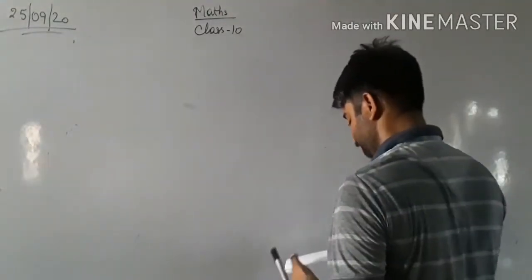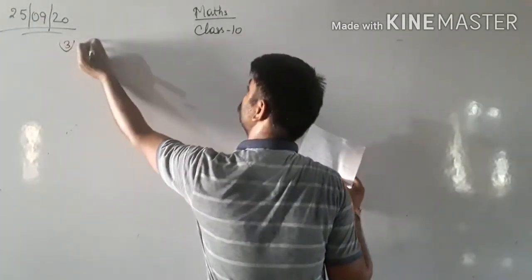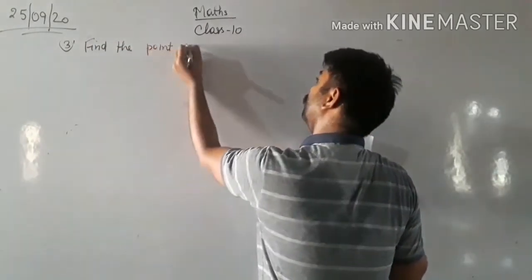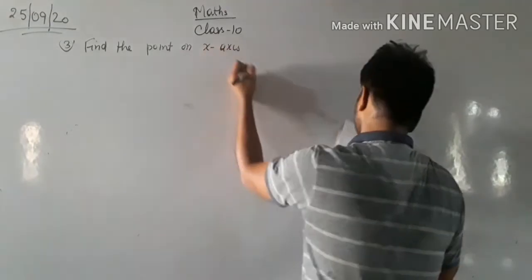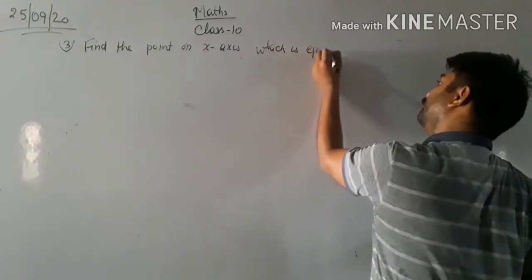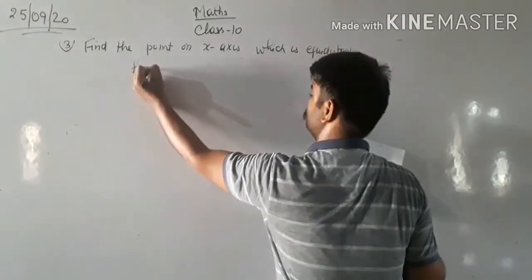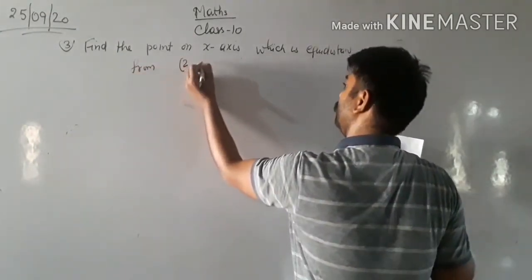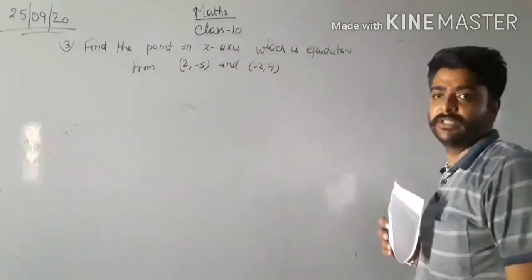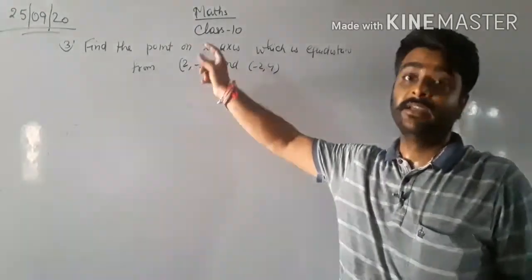Now question number 3. What is it saying? Find the point on x-axis which is equidistant from (2, -5) and (-2, 9). These are the two coordinates from which the point on the x-axis is equidistant.